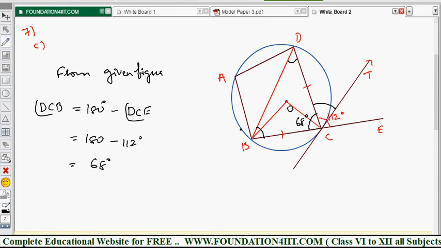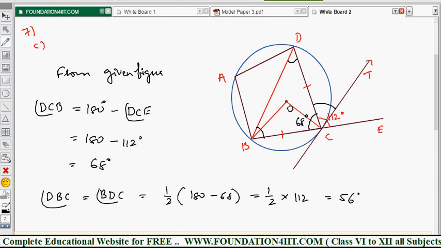These two should be equal. Therefore, angle DBC or BDC, these both are equal. That is equal to half of 180 minus 68. From the total 180, you subtract 68 and divide for both. So 1 by 2 into 180 minus 68, half of 112, is 56 degrees each. So this is 56 degrees and this is also 56 degrees.